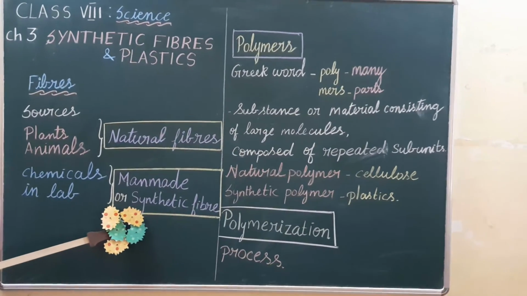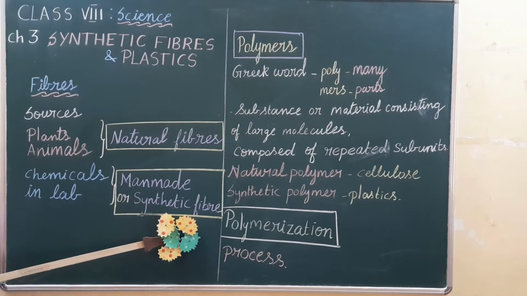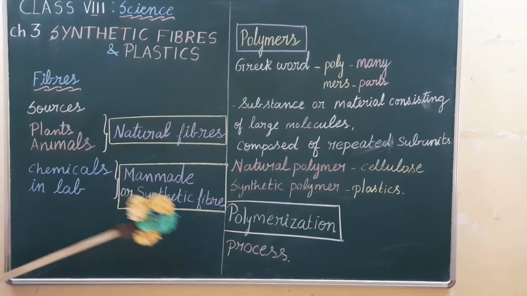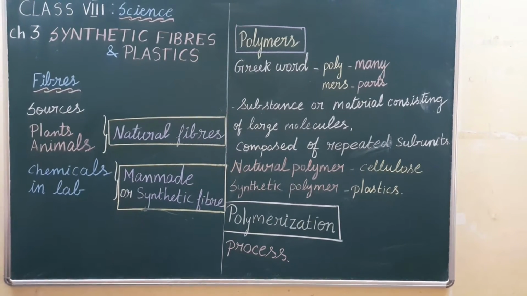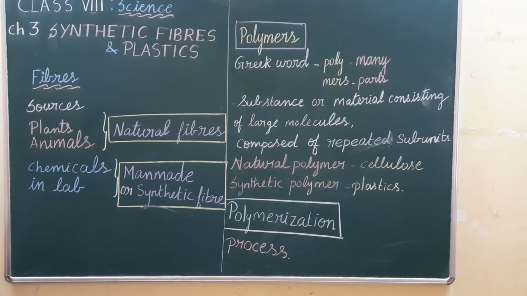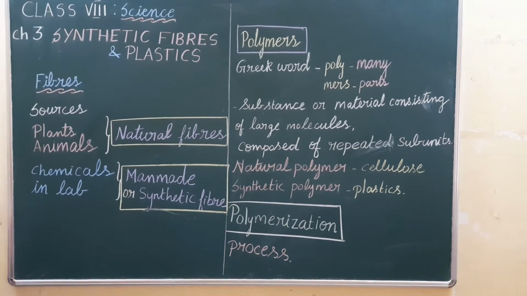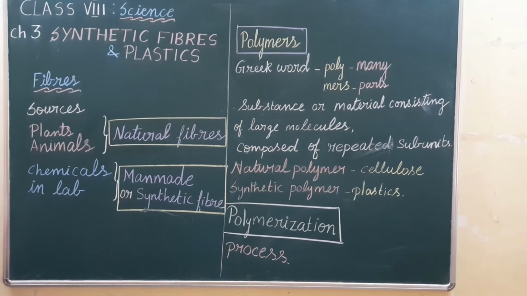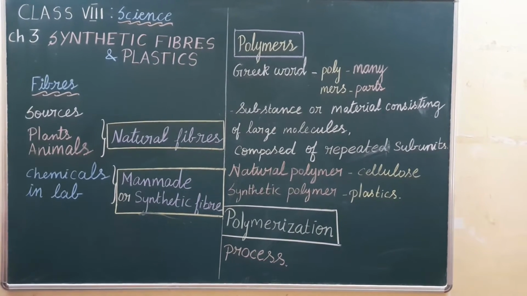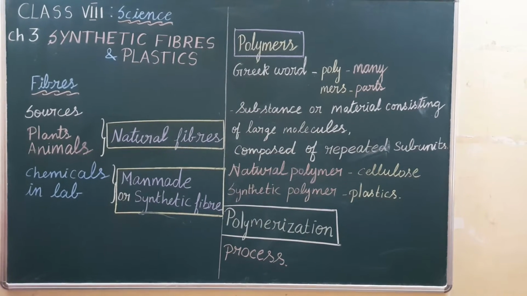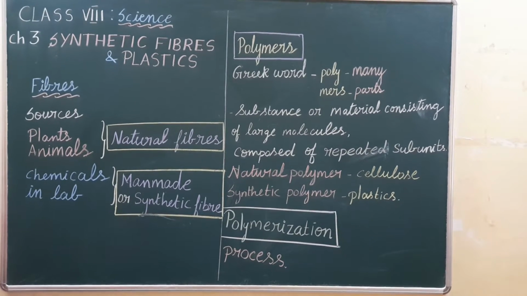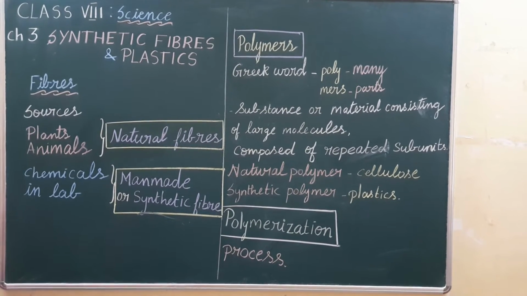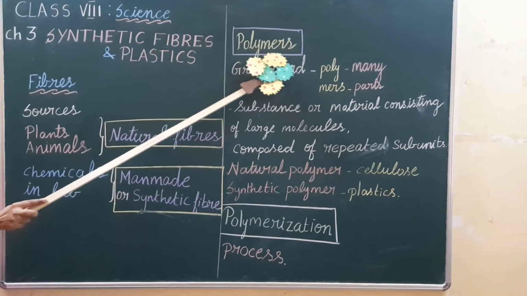Today our main focus will be on synthetic fibers and how they are made, followed by a discussion of a few types of synthetic fibers. Before that, we should have an idea that every substance or material is made up of small units. And what are those units called? Those units are called monomers. But whenever we look at the material, we are not able to see the small units. We see only a combination of those small units, which are called polymers.